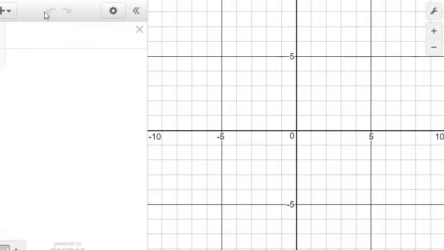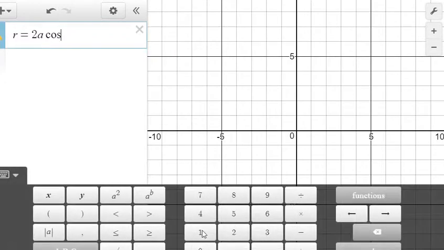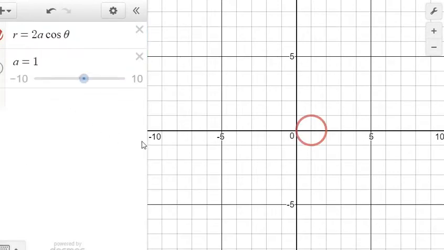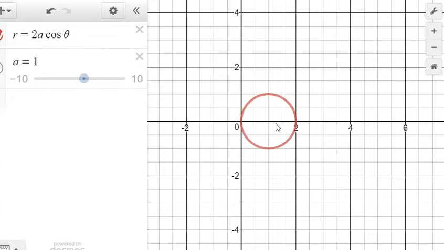So let me quickly go over to Desmos. And let's type in r equals 2a cosine theta. You'll find theta underneath the ABCs, like that. And I'll do a slider for a. So what do we see here? Exactly what I predicted. A circle with center at a, in this case a is 1, on the x-axis.